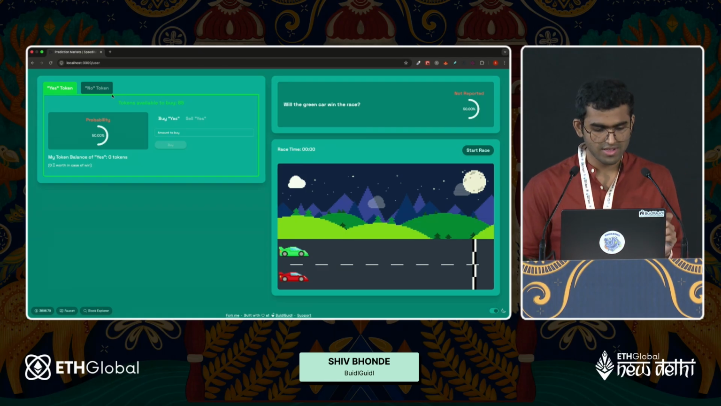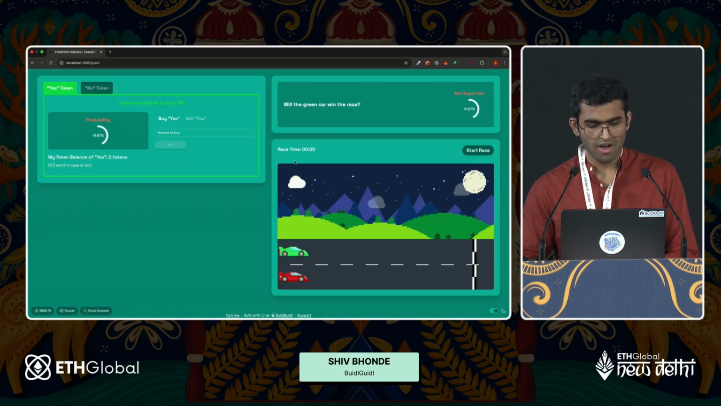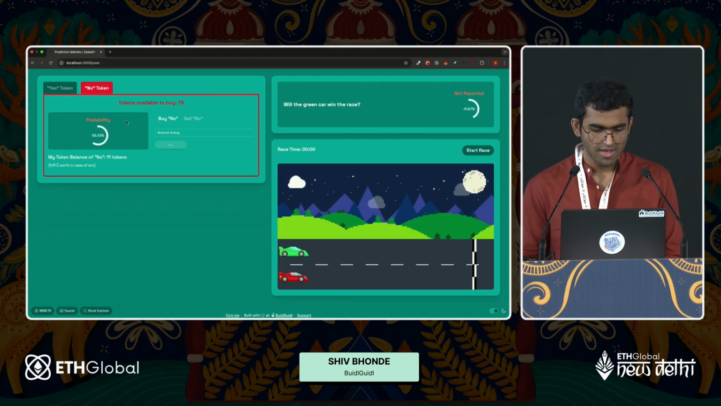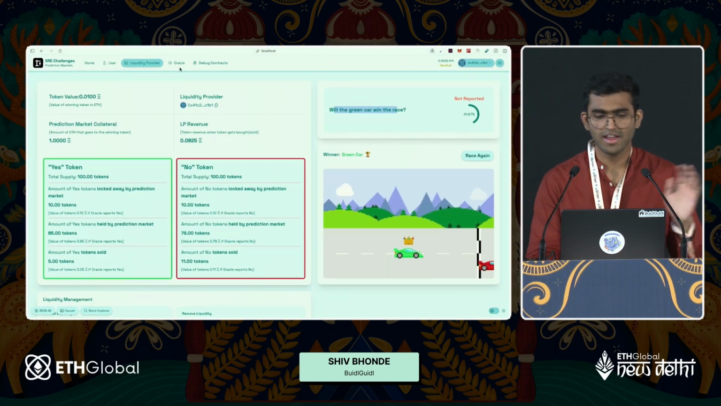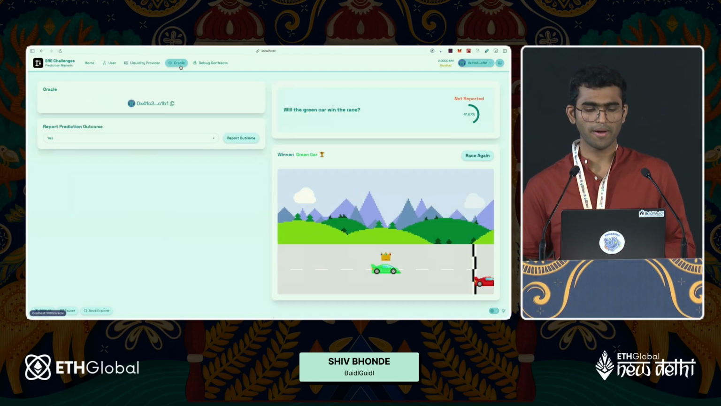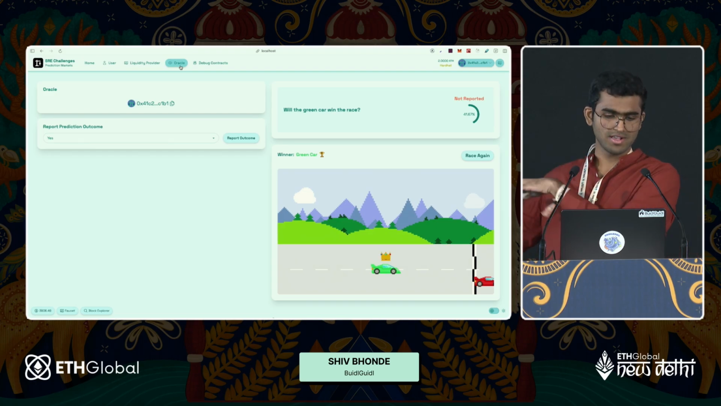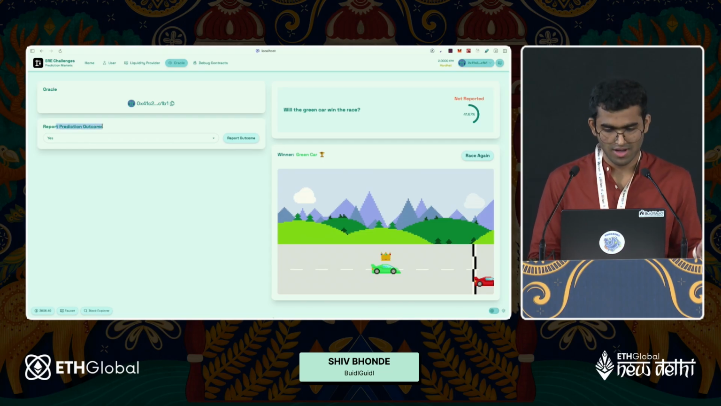Now let's suppose this guy buys more no tokens, and now the probability of yes token is less and no token is more, so the price of no token will increase. And let's suppose now we settle the market, right? Once the race is over, you see the green car has already won. So the oracle, here for demo purposes, the guy who created the prediction market is the one acting as an oracle, and he will be the one posting the result on chain.